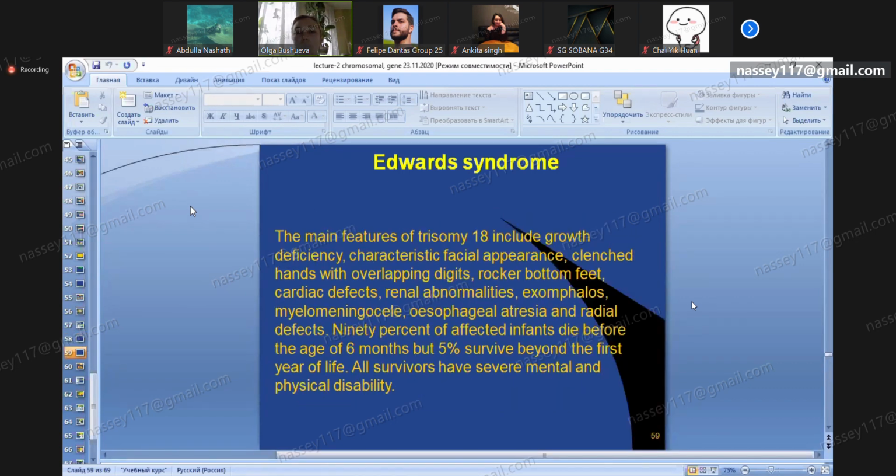The main features of Edwards syndrome include growth deficiency, characteristic facial appearance, clenched bent hands with overlapping digits, rocker bottom feet, cardiac defects, renal abnormalities, exomphalos, myelomeningocele, esophageal atresia, and radial defects. 90% of affected infants die before the age of 6 months, but 5% survive beyond the first year of life, and survivors have severe mental and physical disability.